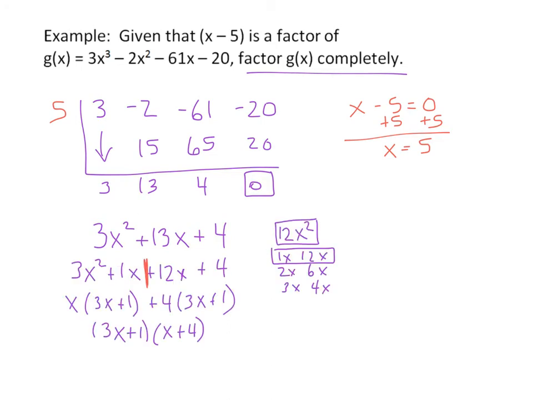Okay, so I factored that using magic number or magic term, and if we factor completely, we get g of x equals factored form. We've got x minus 5 from the original problem. They told us that x minus 5 was a factor. 3x plus 1, x plus 4.